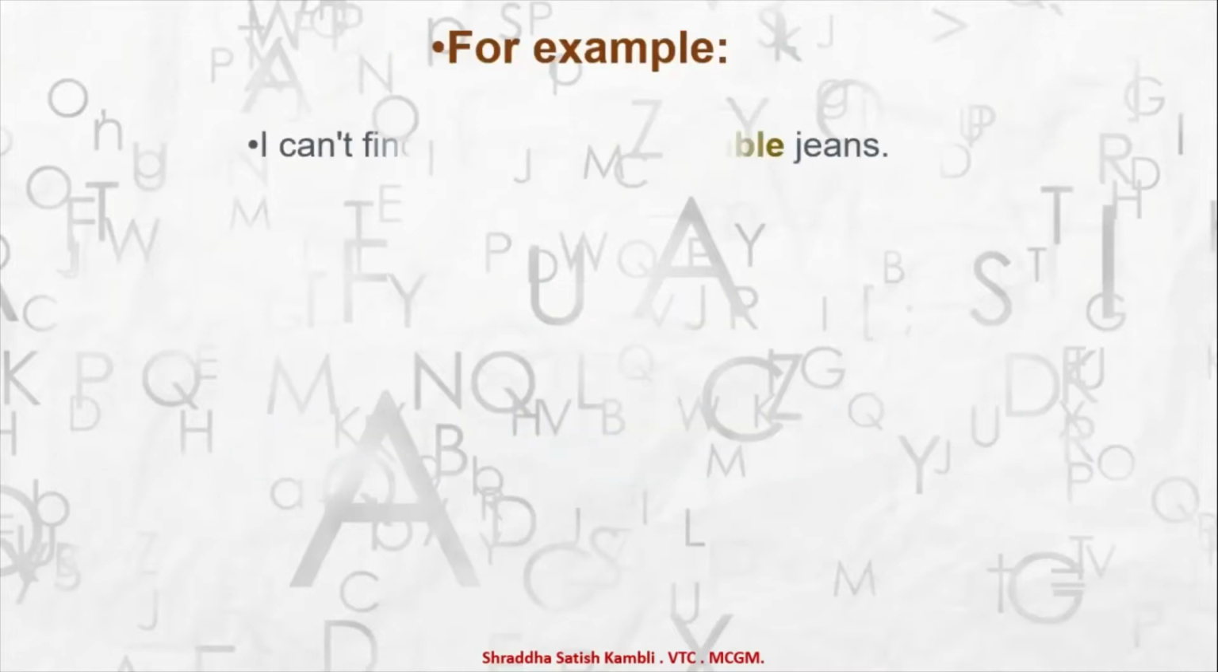Let us take a look at some examples. I can't find my most comfortable jeans. So see, now we will talk about certain words which are in the regular form and which are in the irregular form too. So here I will not say, I can't find my comfortablest jeans. That is wrong. You will say, most comfortable jeans. Alright, so most comfortable here is the superlative form.